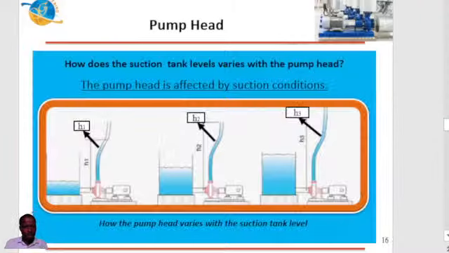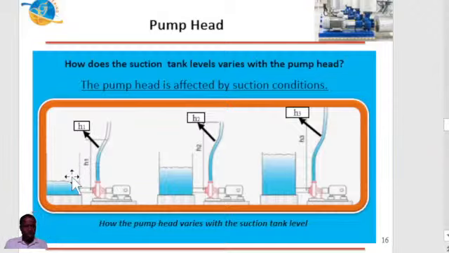So we move to understanding how your suction tank level varies with the pump head. What happens when the liquid level in your suction tank is low compared to when it is high? What happens when you have different levels of liquid in your suction tank? How does it affect your pump head, that height to which the pump can raise the water, right?